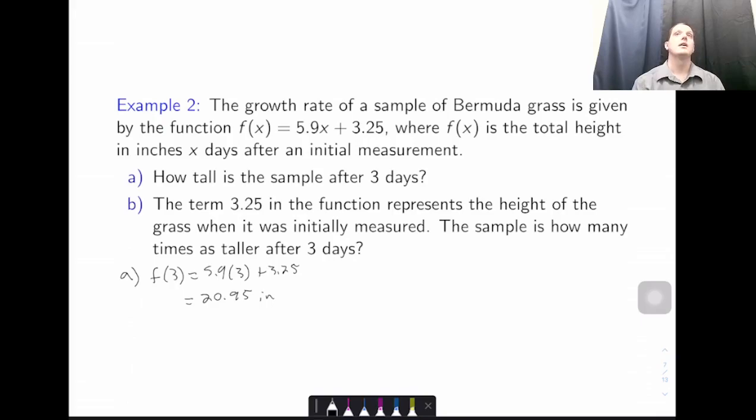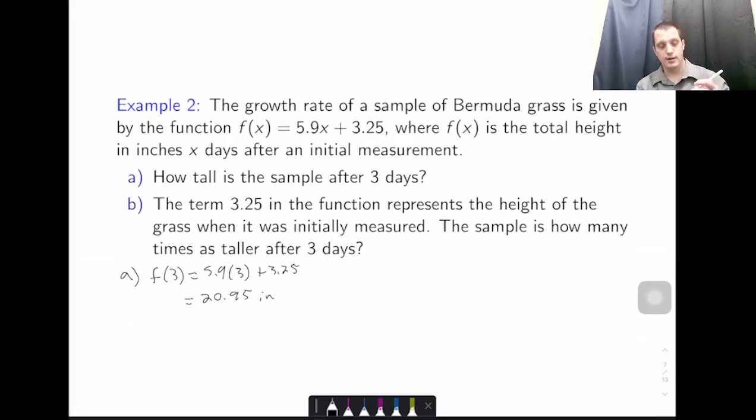All right. For B, it says the term 3.25 in the function represents the height of the grass when it was initially measured. So they had just mowed the lawn, and they found out with a ruler the grass was 3¼ inches. The sample is how many times taller after 3 days?